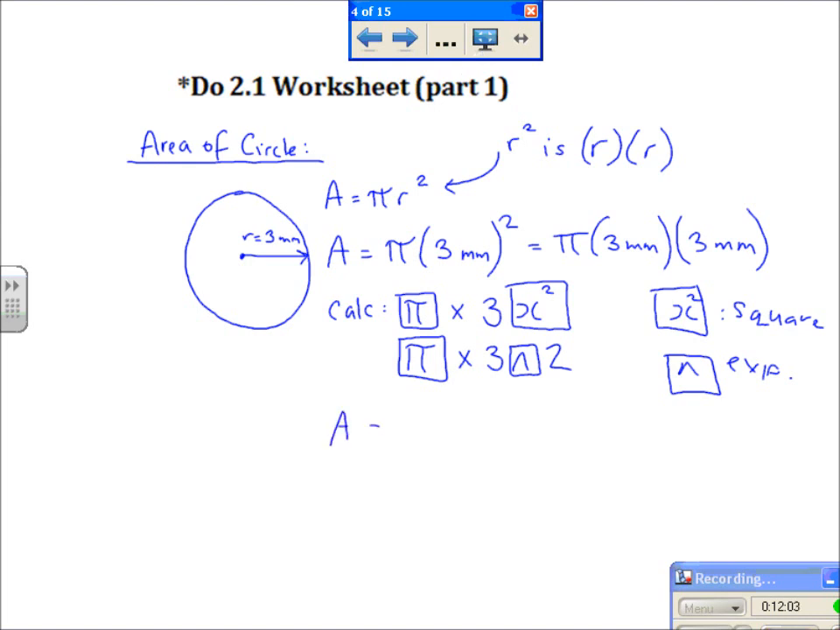My answer, no matter how I compute it, should work out to be 28.3. And I need to come back and have a look at my units. My units are millimeters times millimeters, so millimeters squared. Every single time you calculate an area, you need to check that you have squared units. So whatever those units are, they should always have that 2 on them, be squared.